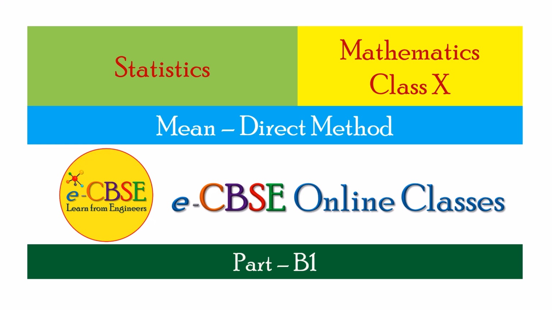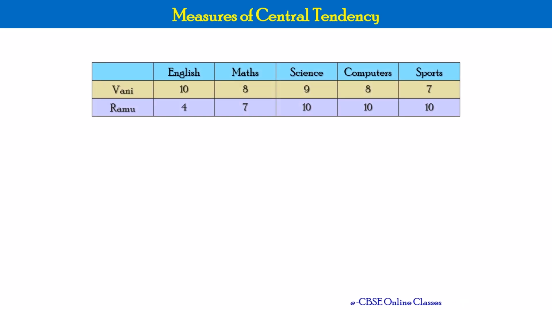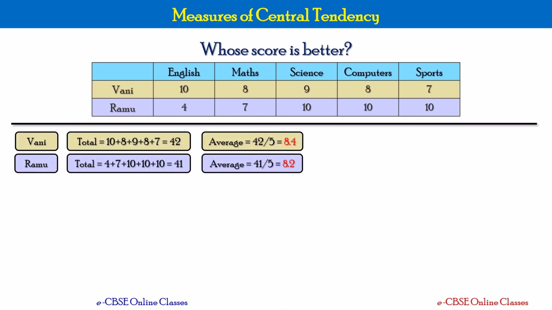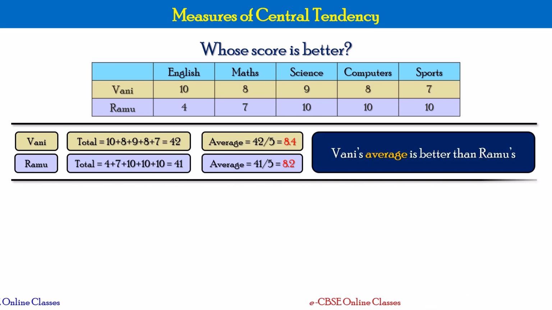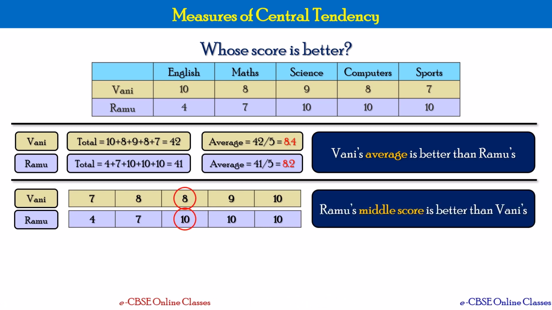This is part B1 of the video series, and in the previous videos we have learnt about a few measures of central tendency using an example data like the marks obtained by two students called Vani and Ramu in 5 different subjects. We asked the question, whose score is better, correct? When they took the average, Vani's average sounded better than Ramu's. Whereas when we used the sorted data of both students and took the middle score, Ramu looked better than Vani's.